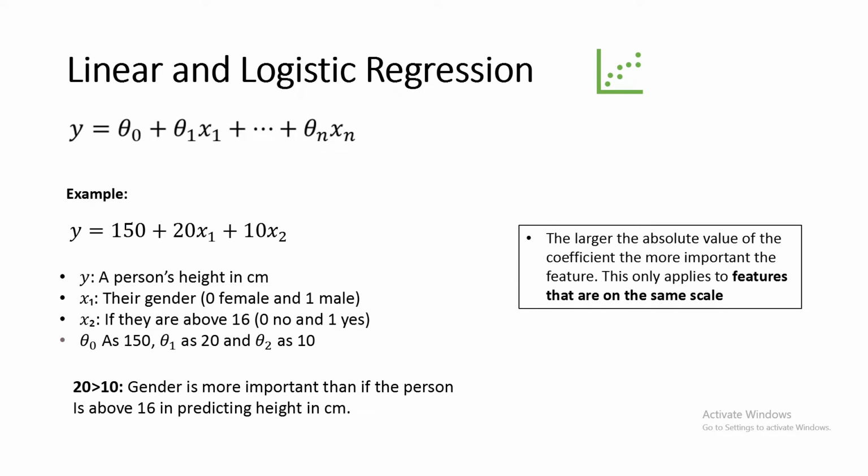The reason why I say absolute value is that we can have negative coefficients, and so taking the absolute value turns it into a positive coefficient, enabling us to compare coefficients to see which is the largest and which is the smallest. This only applies to features that are on the same scale. Often when we pre-process data, we normalize the data to put it on the same scale, and one advantage of this is it enables us to compare coefficients for feature importance.